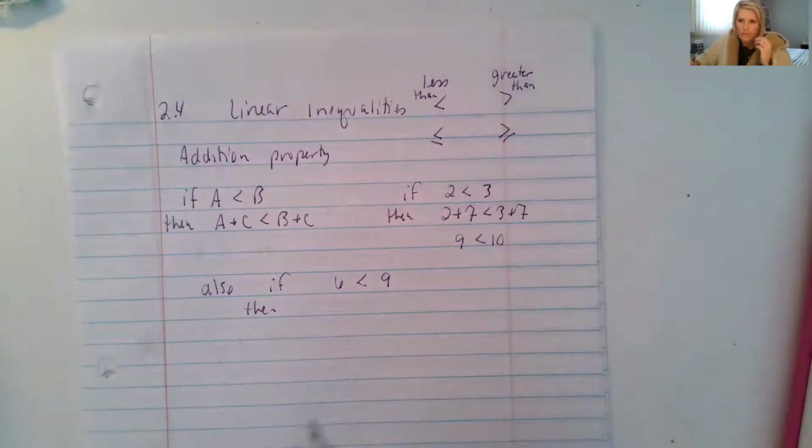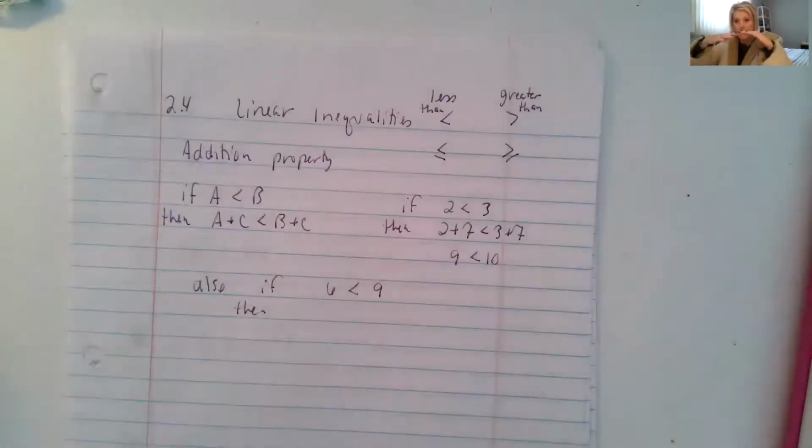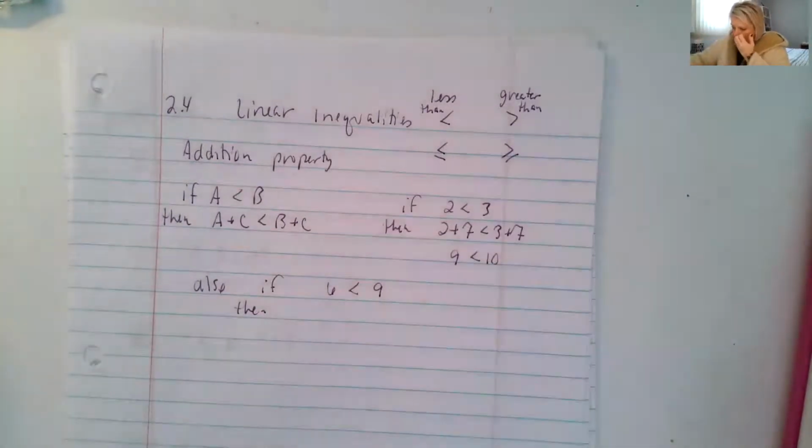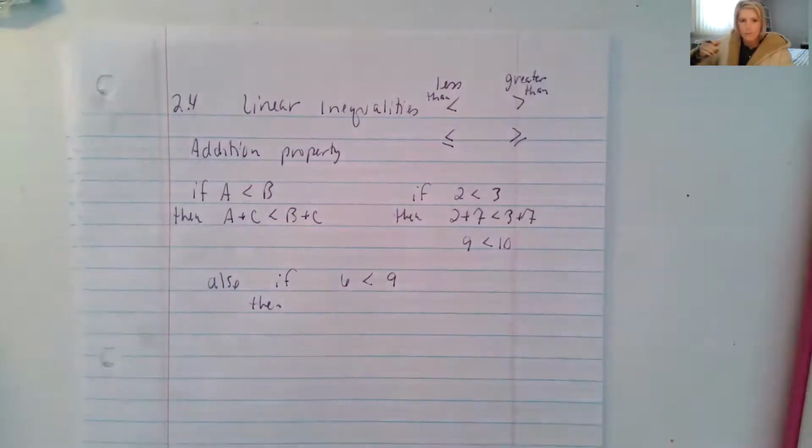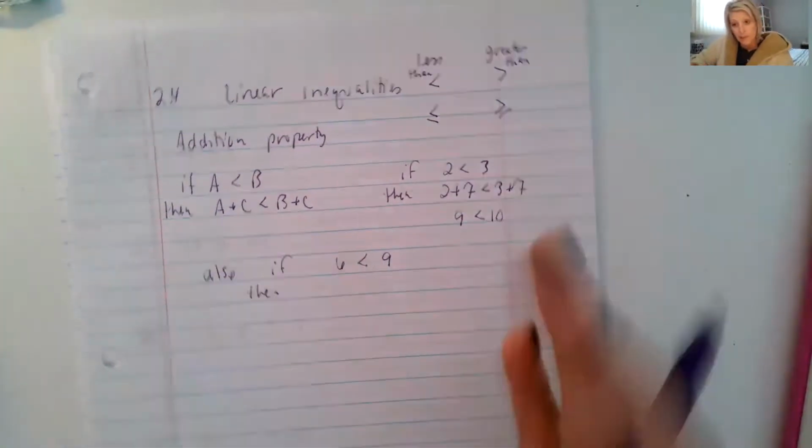Now we're not just talking about where one side equals the other side. We're talking about where one side is less than the other side or one side is greater than the other side. And so there are some properties that hold true and some that change up a little bit.